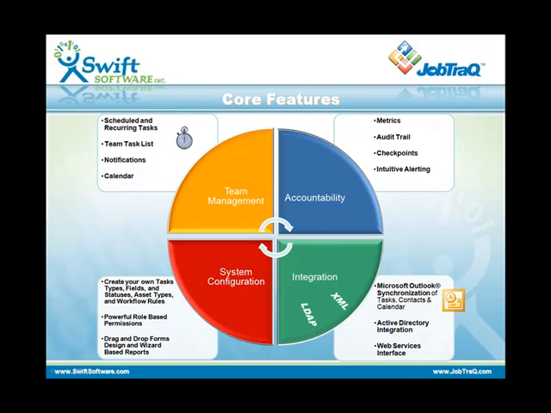JobTraQ provides accountability in multiple ways. First, JobTraQ collects metrics about team workload and performance with respect to time and completion rate. JobTraQ's audit trail records every change everyone makes to every field every time. This provides accountability for any changes made to the tasks, any tracked entity or system configuration, which is required for myriad compliance regulations and overall change accountability.